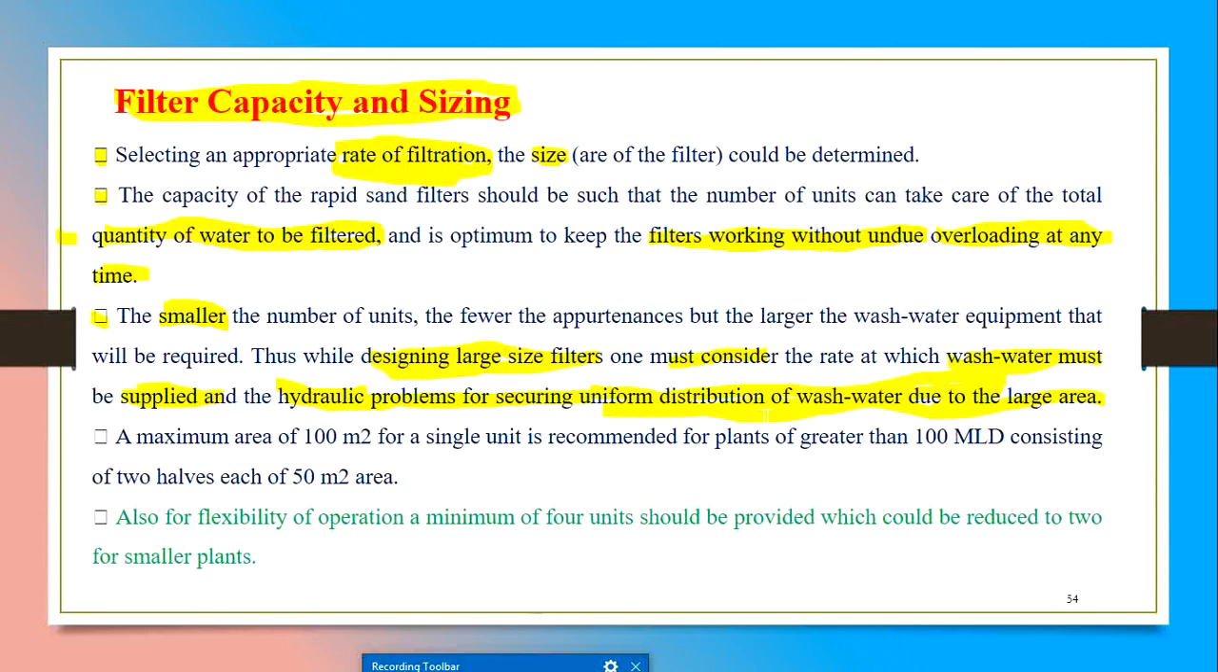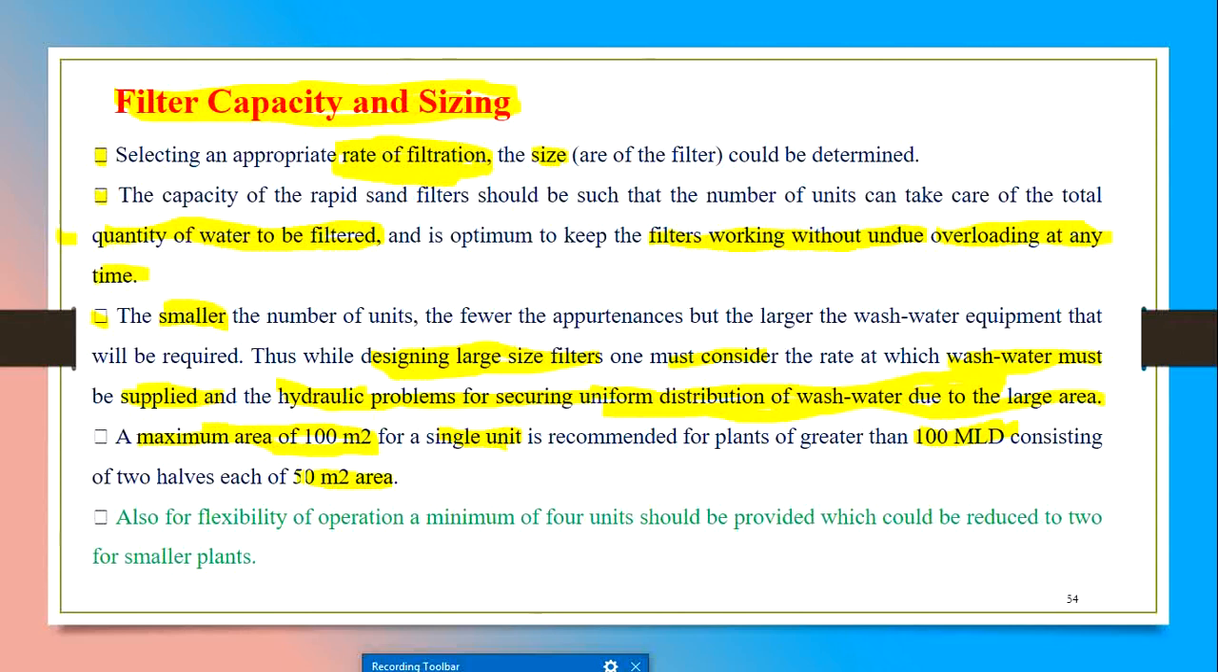Now, a maximum area of 100 meter square for a single unit is recommended for a plant greater than 100 MLD. That means 100 into 10 to the power 6 liters consists of two halves, each of 50 meter square area. That means you can take an area of 100 meter square as 2 units of 50 meter square each for a 100 MLD water inflow.